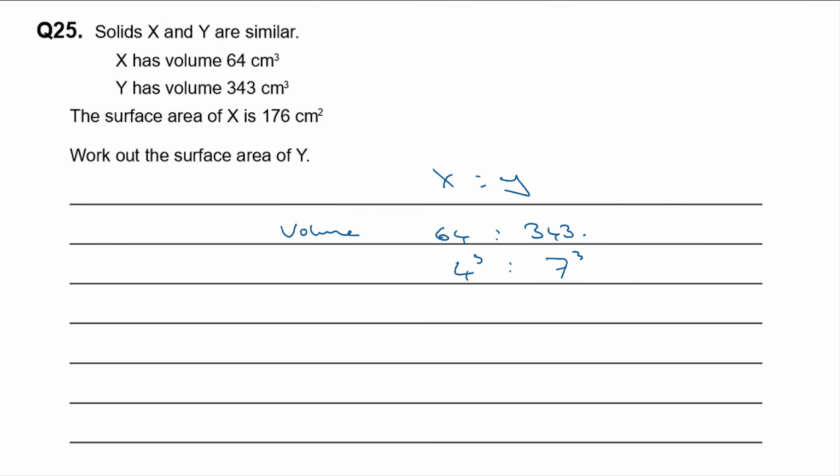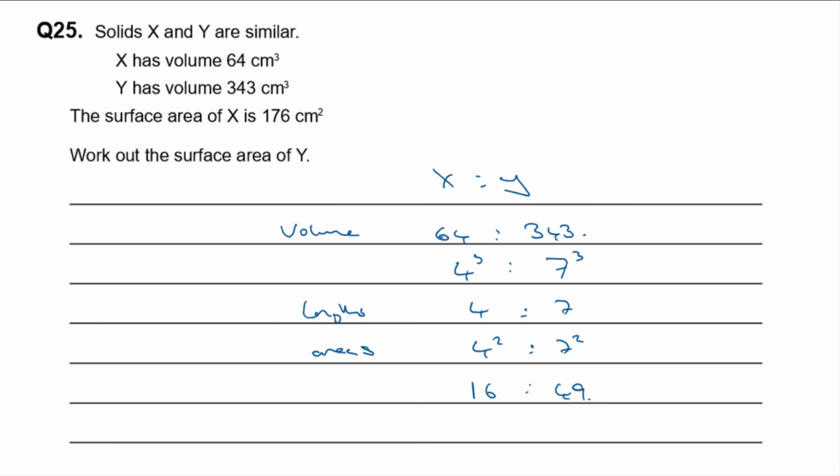Okay, that means the ratio of their lengths is going to be 4 to 7, and the ratio of their areas, including surface areas, is going to be 4 squared to 7 squared, which is 16 to 49.